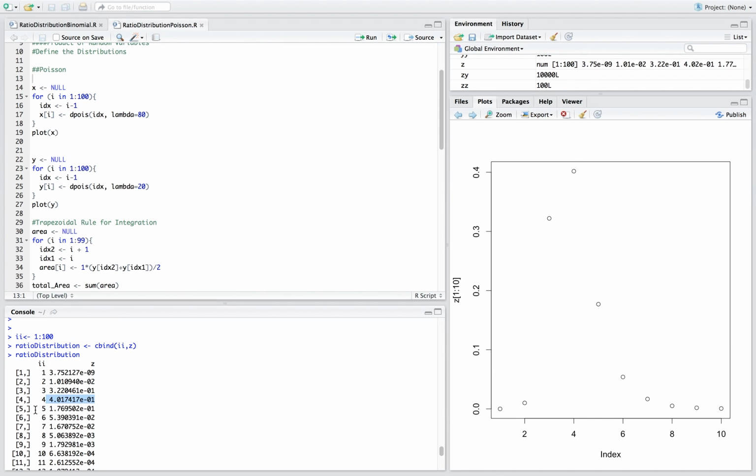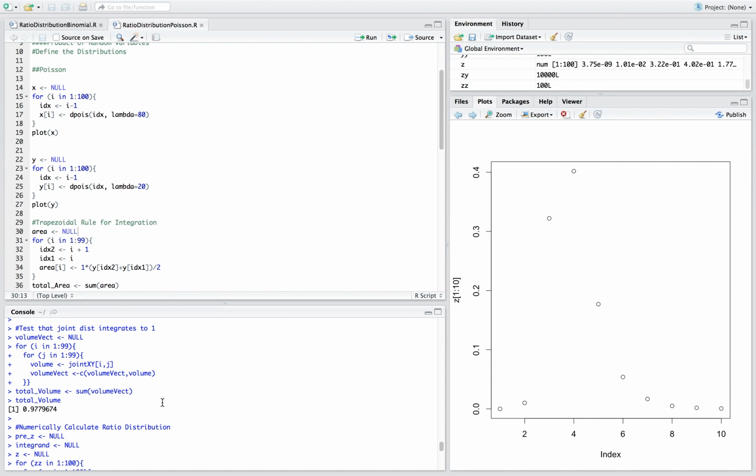Oh, no, it peaks at 5. Wait. 1, 2, 3, 4, 5. Am I misreading that? No, it definitely peaks at 4. I've been staring at the computer too long today.